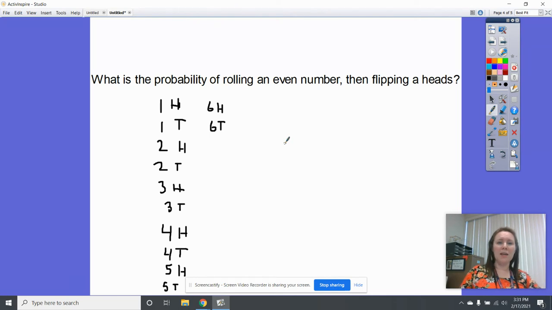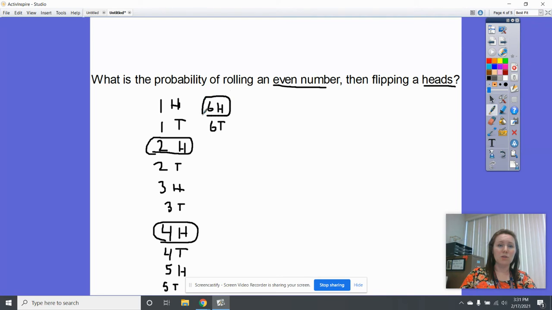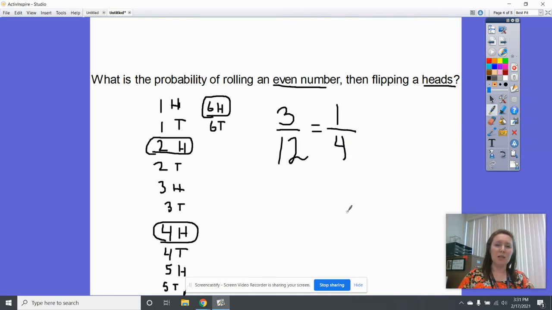Okay, then I can find all of the places on my list that have an even number and heads. So that's not even, so it's no good. These are both even, but this is the only one with heads. So here's 1. These are not even. These are both even, but this is the only one with heads. So there's 2. These are not even. These are both even, and this is the only one with heads. So 3. So there's 3 possible times out of 1, 2, 3, 4, 5, 6, 7, 8, 9, 10, 11, 12. 3 out of 12 possible outcomes are even with heads. I can simplify that to 1/4. So there's a 1/4 possibility of getting an even number and flipping heads.